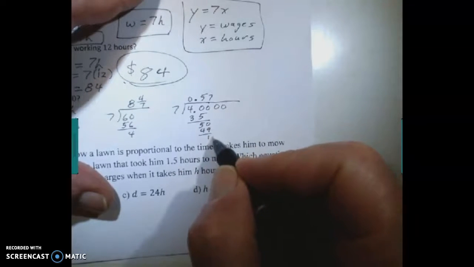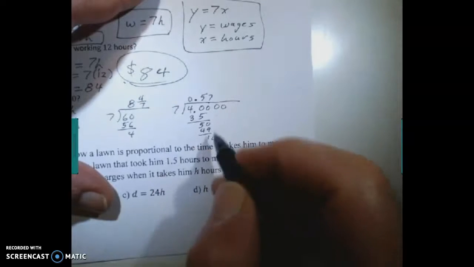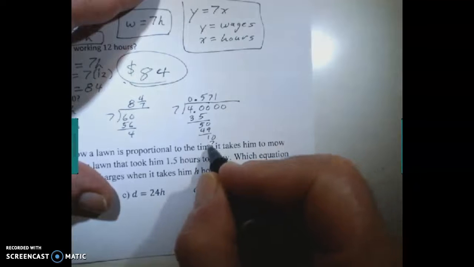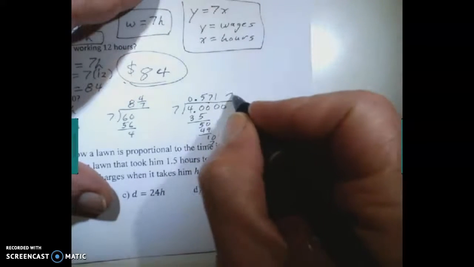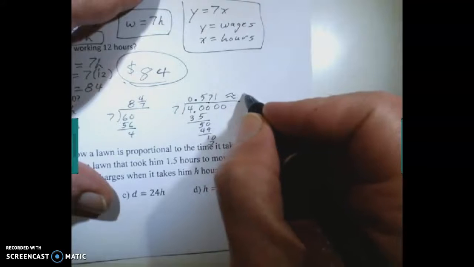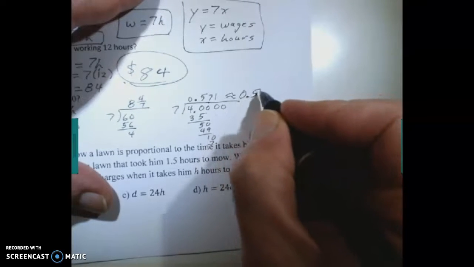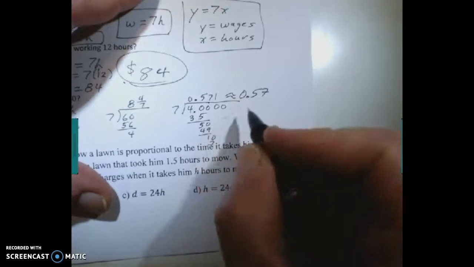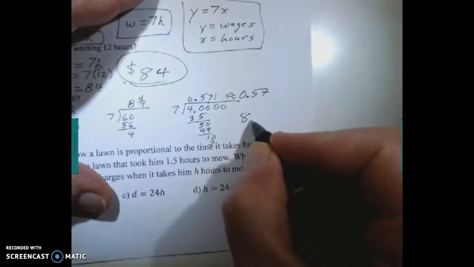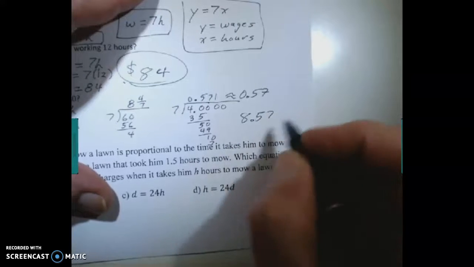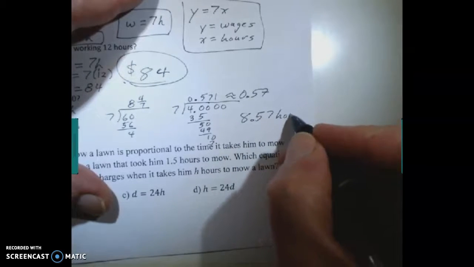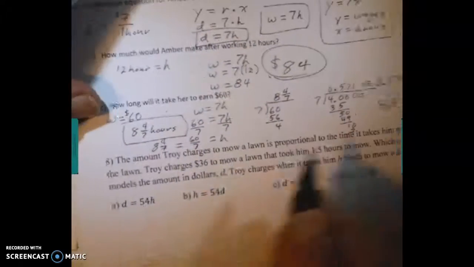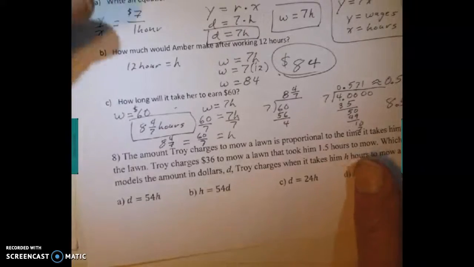Bring down another 0. And 7 would go into 10 just once. I'm going to stop right there and say that's pretty close. That is approximately 0.57. Don't forget the whole number part was 8, so this would be 8.57 hours. So approximately 8 57/100 hours, or 8 4/7.